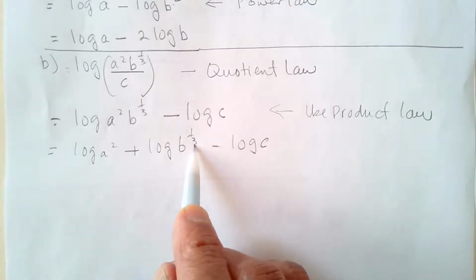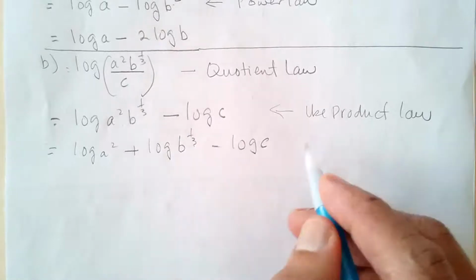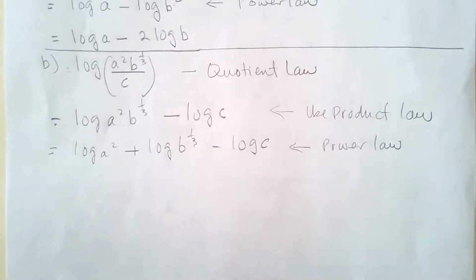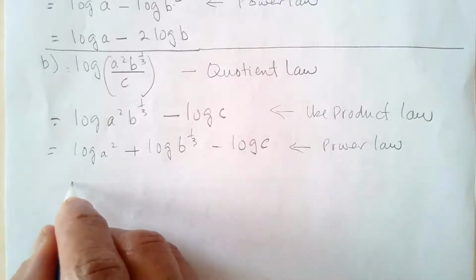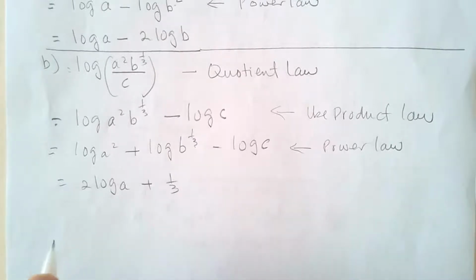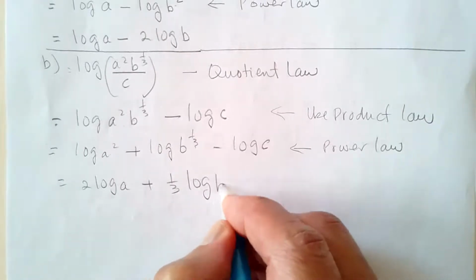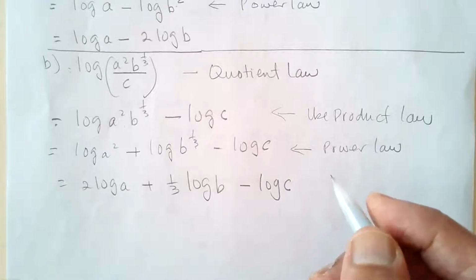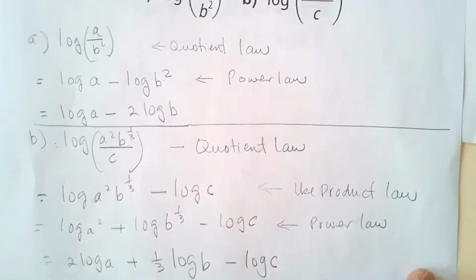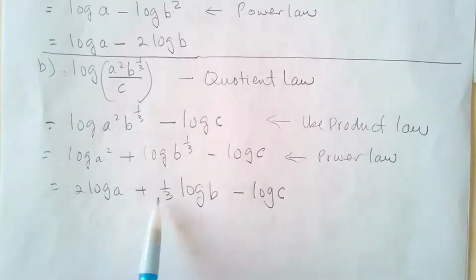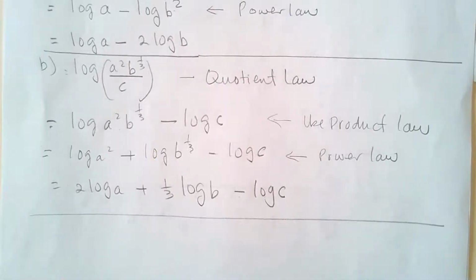Now we apply the power law. Apply the power law to, we have 2 log A plus 1/3 log B minus, realize this, log C. Now this satisfies what they're asking us, to write the expression in terms of log A, log B, or log C. So here, 2 log A plus 1/3 log B minus log C. And that's our final answer.